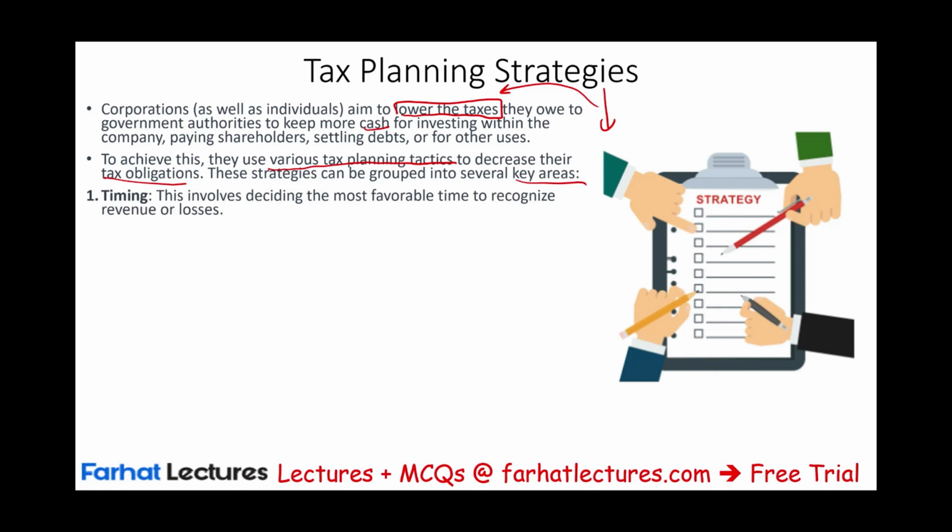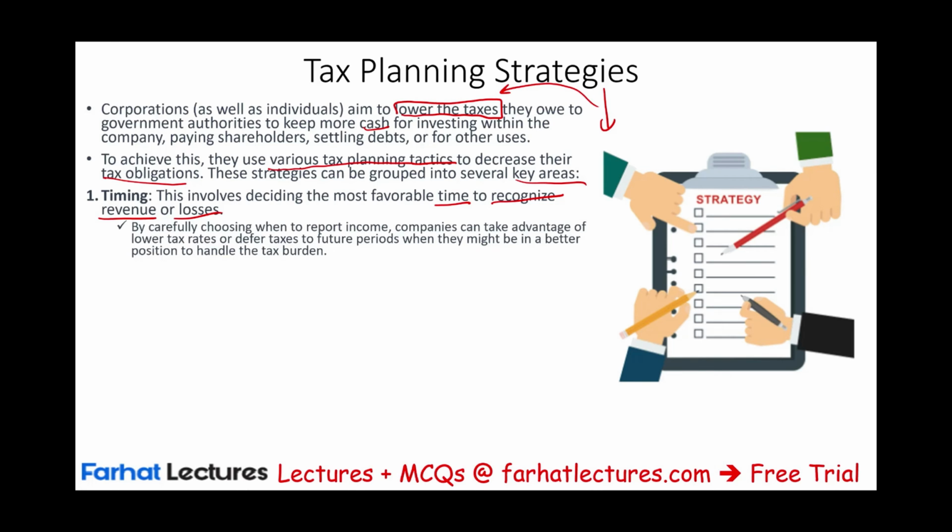The first area is timing. This involves deciding on what's the most favorable time to recognize revenue and expenses. Simply put, we have to choose in which period, assuming it's legal, to do what? To report income and take the deduction. So companies can take advantage of a lower tax rate or defer taxes to a future period when they might be in a better position to handle this tax burden. Simply put, shift it. If you can shift the revenue for later, we'll take care of it later. More time gives us more options. That's one strategy, timing, and we'll have several recordings about the timing strategy.